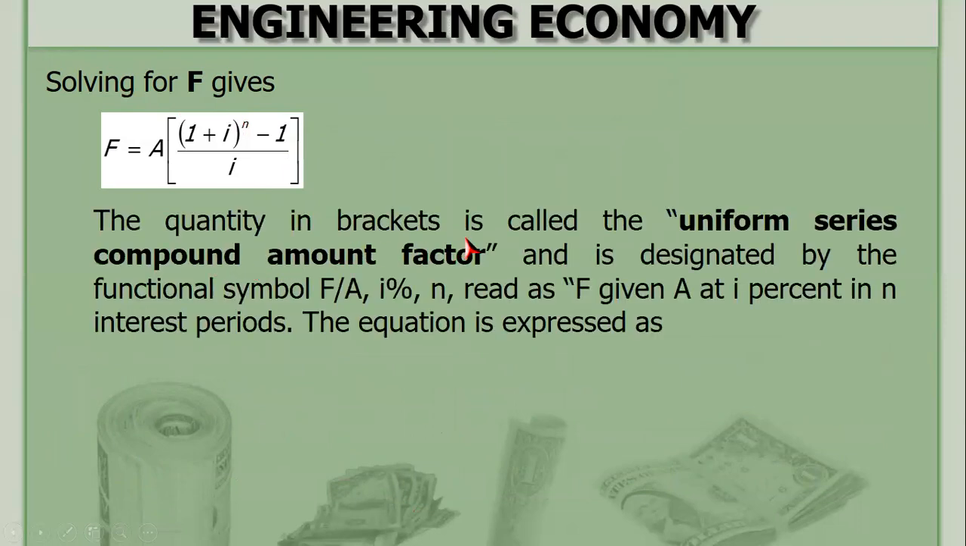And the quantity in brackets is called the uniform series compound amount factor and is designated by the functional symbol F slash A I% N. Read as F given A at I% in N interest periods. The equation is expressed as this one. Again, a table where you can find the value of the uniform series compound amount factor. Okay. Pero pag board exam, dili man allowed, so you better memorize the formula.